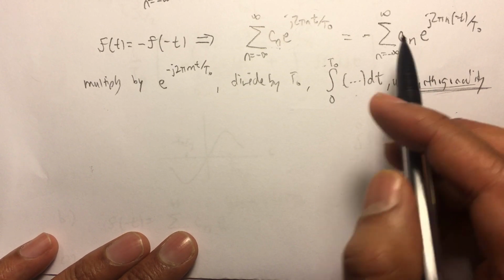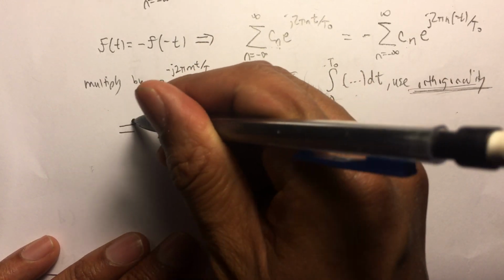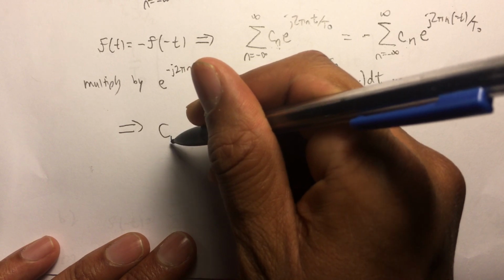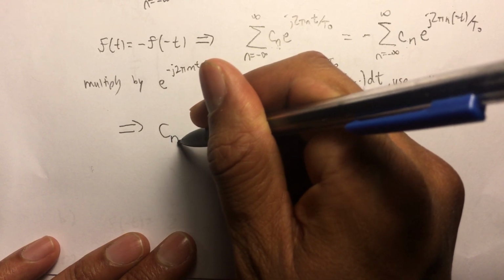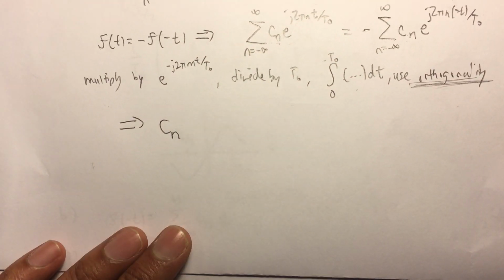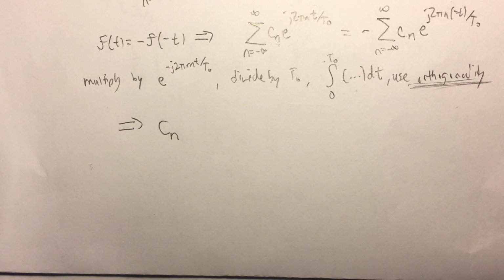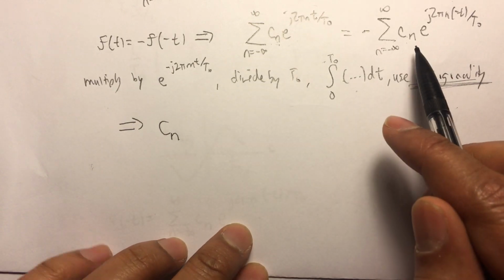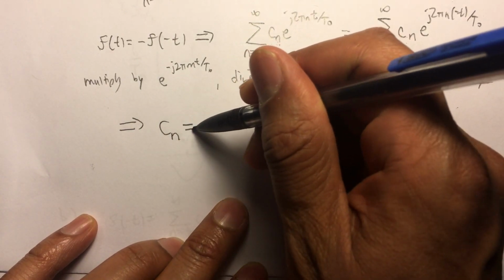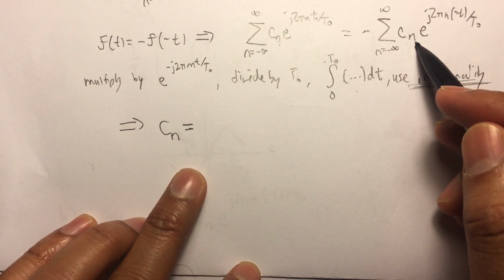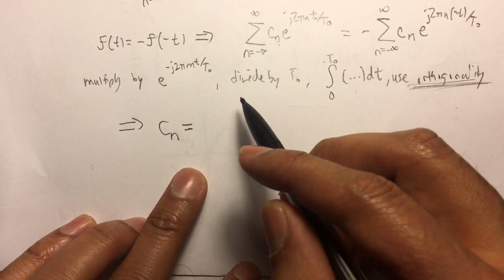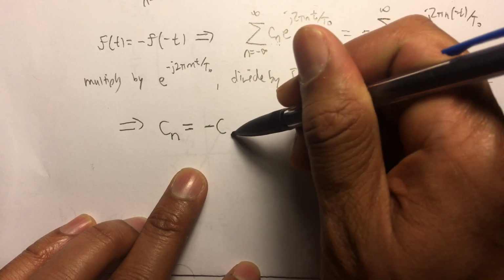Okay, and so what that leads to is that Cn is equal to minus C minus n.